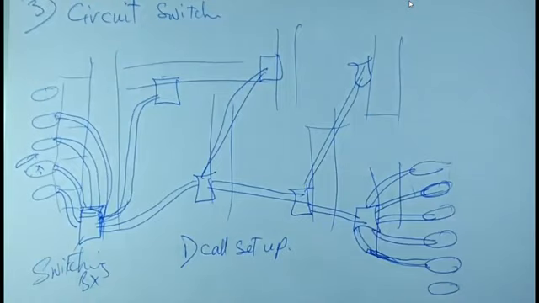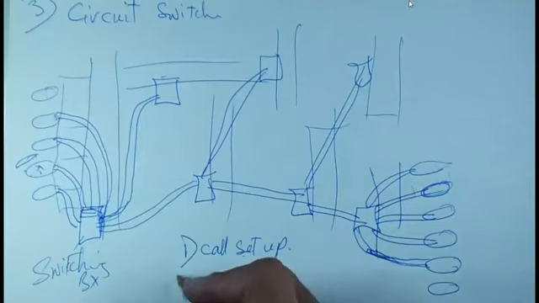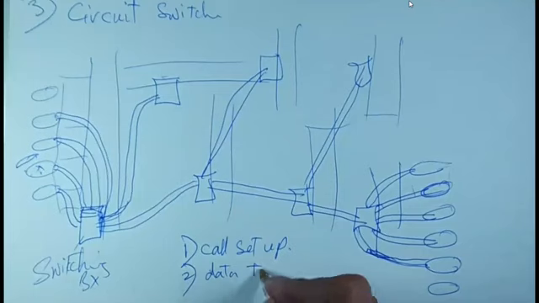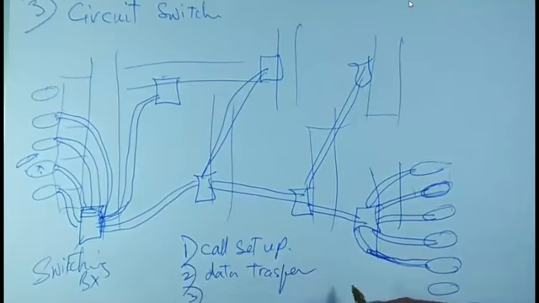So the circuit switching actually consists of 3 steps. First is call setup. If the call setup is successful, then you go to the next stage, which is called data transfer. Number 2, data transfer. And when you finish sending your data, you do the 3rd and last step, which is, anybody knows what it is?